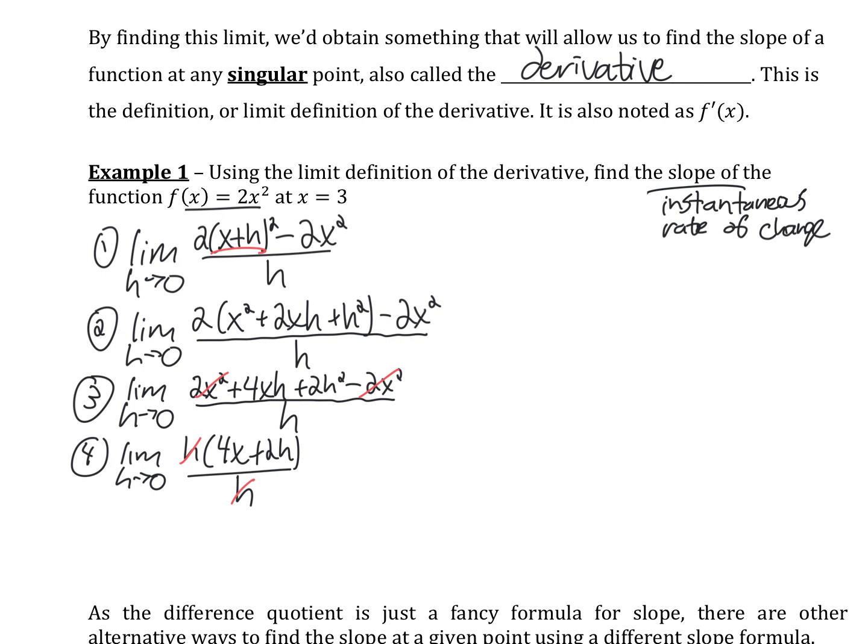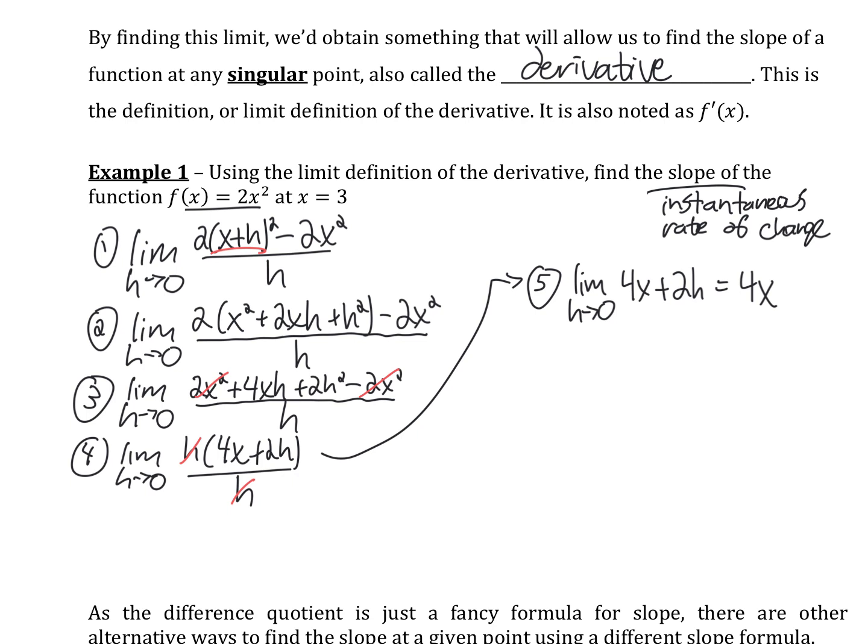Okay, I come over here as the limit as h approaches 0 of 4x plus 2h. Now, am I allowed to solve that limit? Can I plug in 0 for h? I can. So that gives me a limit of 4x.